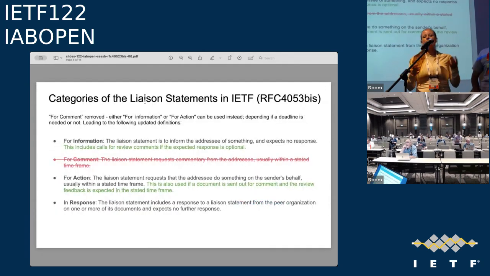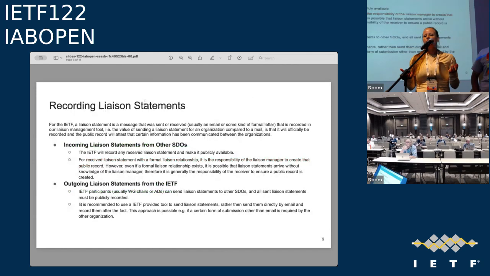Okay, and this is another change I quickly want to mention. We removed this purpose for comment because when you look at the record, it's very rarely used and it's not clear what the difference is. So now we only have these two things. One is for information, which is without any action, and the other one is for action. So you're actually expecting a reply. That's what you need.